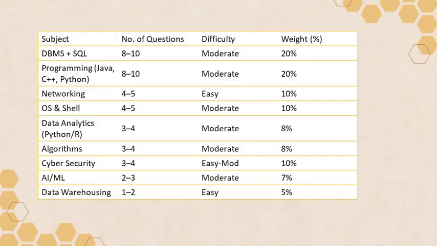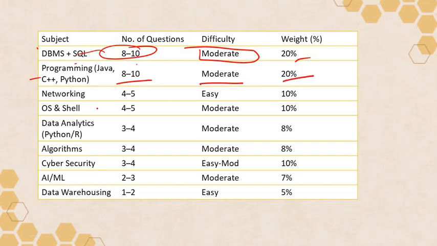So we have analyzed the 2022 paper of PFRDA, and according to that paper, these were the questions. 8 to 10 questions are from DBMS and SQL, which are of moderate level. The weightage for DBMS and SQL was 20%. Then in programming, there are again 8 to 10 questions of moderate level and the weightage of 20%.